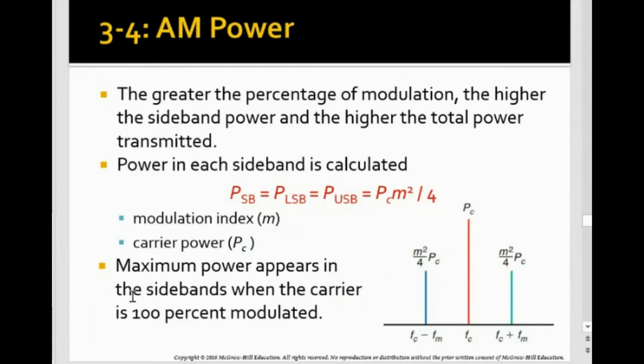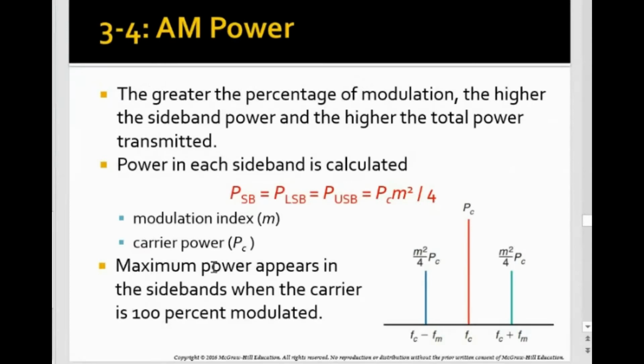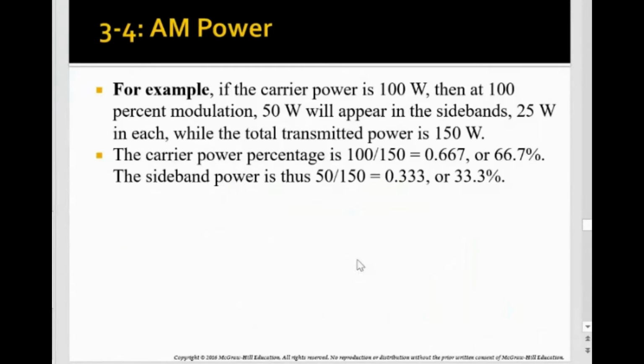Maximum power appears in the sidebands when the carrier is 100% modulated. So make sure, remember this. This is for maximum power when the index becomes 1, for example. So this means the maximum power we can achieve is when the modulation index is 100%. That is the maximum power we can have in our sidebands.